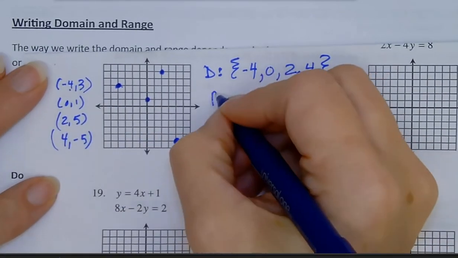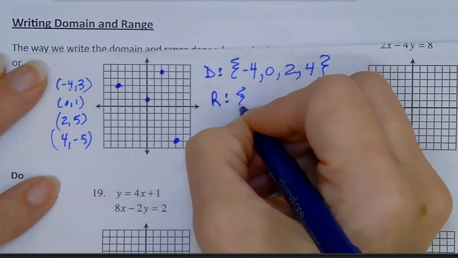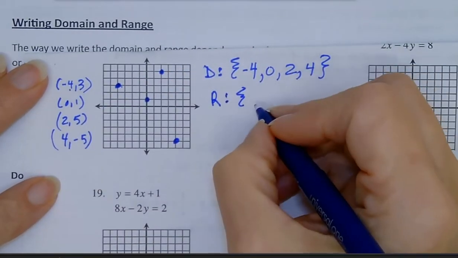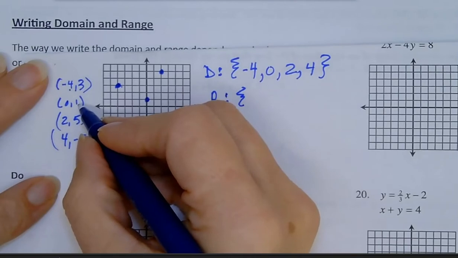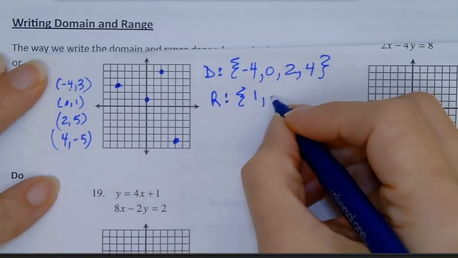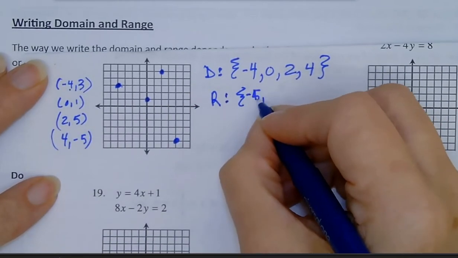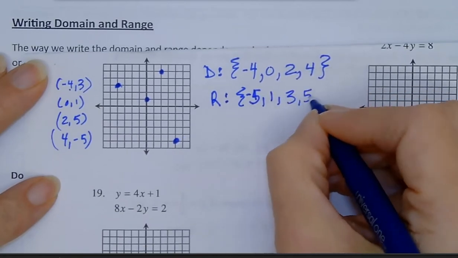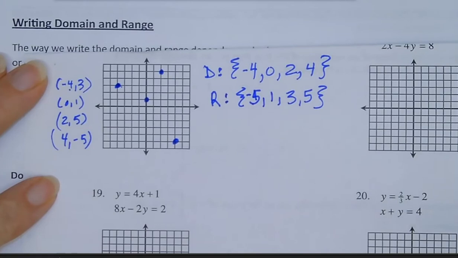So if I want the range, I'm going to say that the range is all of these possible y values. I'm going to put them in numerical order, though, from least to greatest. It's going to be -5, 1, 3, 5. Those are the possible y values I might have.